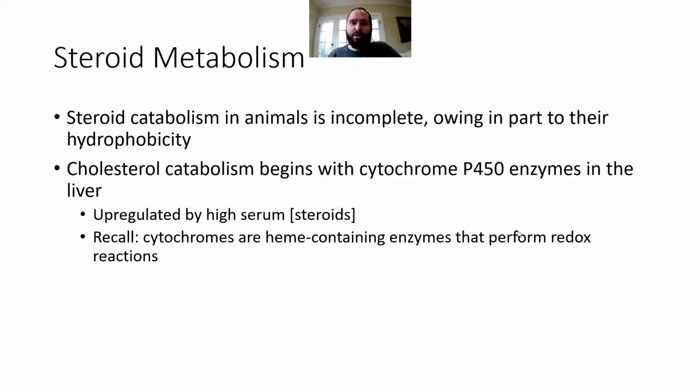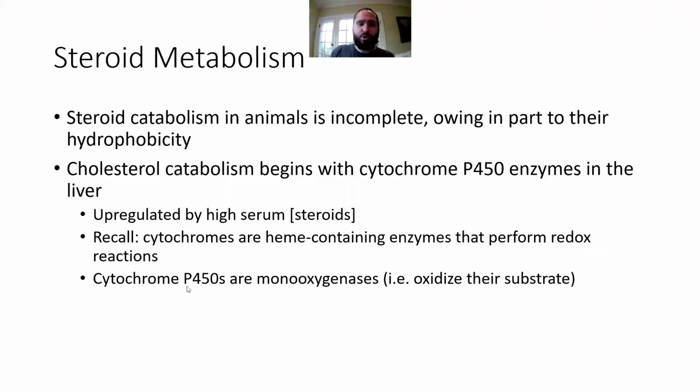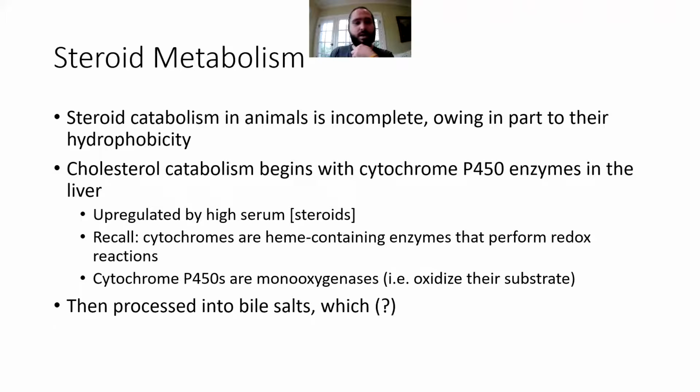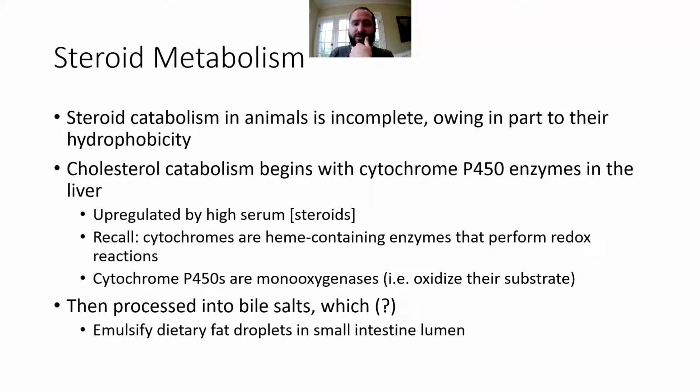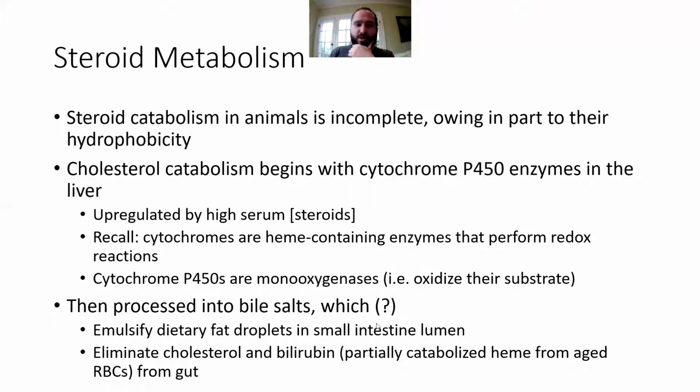And just recall, cytochromes are heme-containing enzymes that perform redox reactions. Of course, there's cytochrome C in our electron transport chain. Cytochrome P450s are monooxygenases, so they are enzymes that oxidize their substrate. And then as these steroids begin to be metabolized, they're processed into bile salts, which, as we know, will emulsify dietary fat droplets in the small intestinal lumen. That'll be one purpose of bile salts. The other purpose of bile salts would be to eliminate cholesterol and bilirubin from the gut.